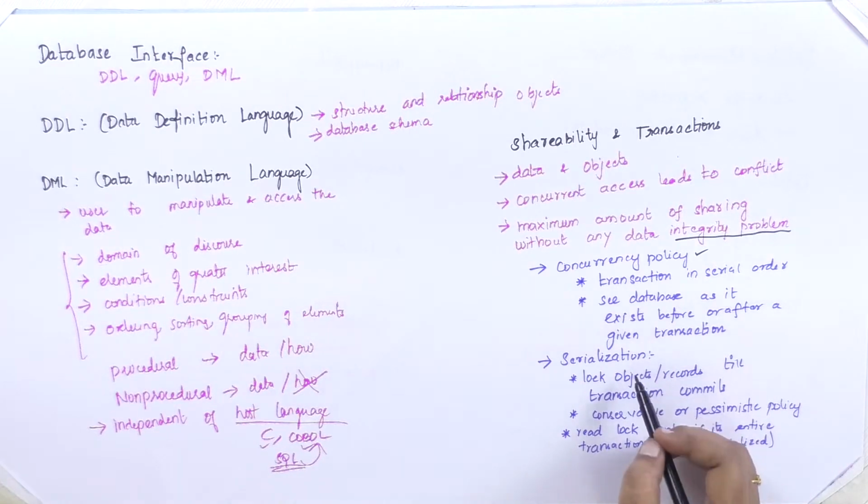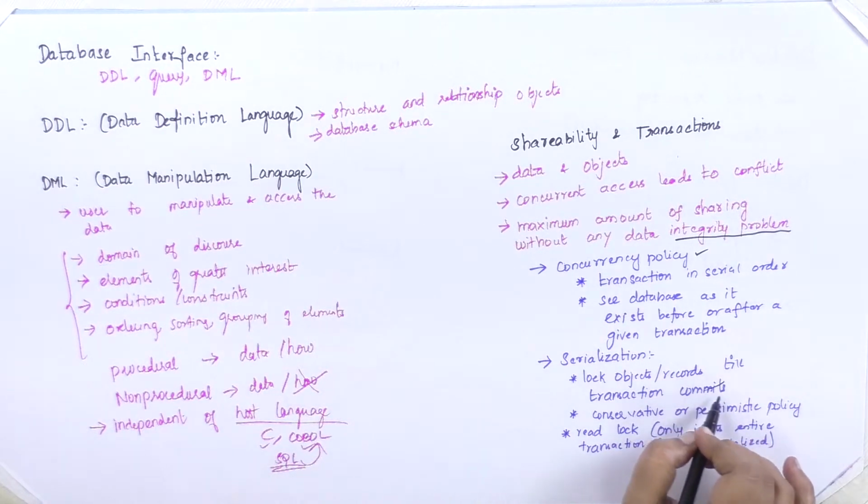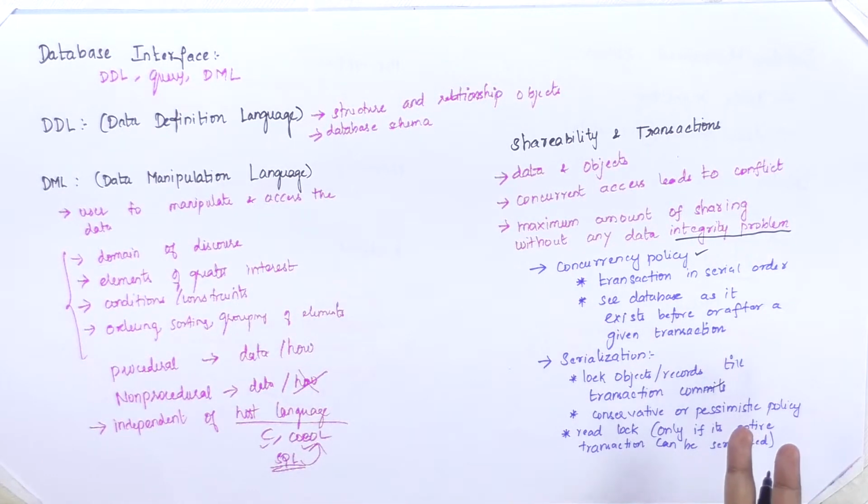The next is serialization. Serialization also comes under shareability. When you have two or more transactions, everything has to be done in a serialized manner. To do this, you can lock all the objects or records until all the transactions commit. If a transaction is not committed, you reverse all the actions back to the previous state before the transaction started. So that is what this line means. This type of locking of objects is called the conservative or pessimistic policy, which is another name for serialization.